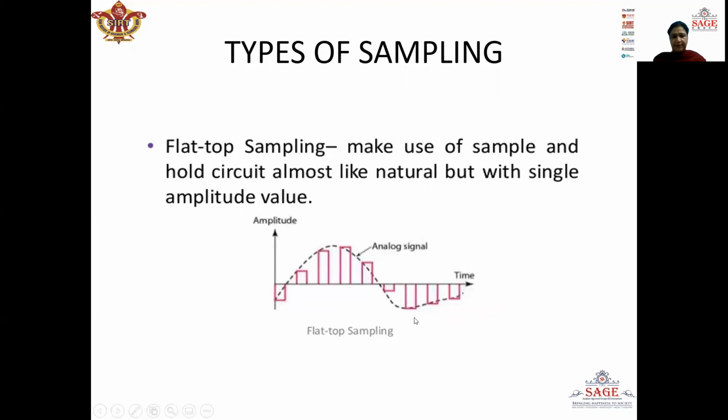Now, the next sampling method is flat top sampling. This method makes use of sample and hold circuits. Here, we can see that there is a train of pulses located at an interval of sampling interval Ts, but here the tops of the pulses are flat and they vary according to the amplitude of the message signal. So this is the basic difference between natural sampling and flat top sampling.